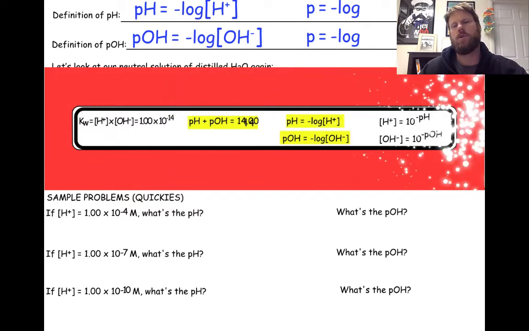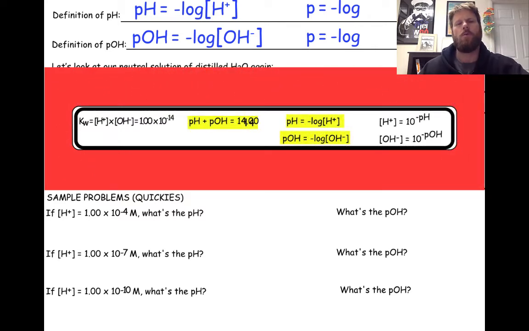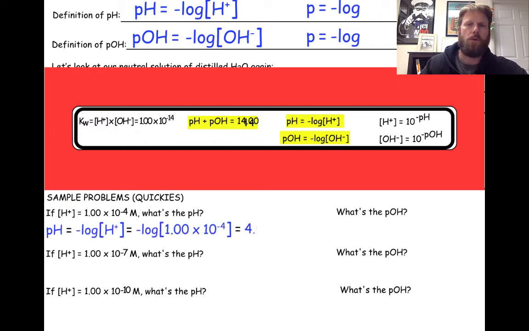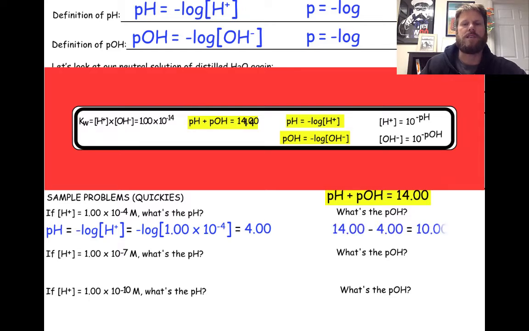Once again, these quickies only apply when you have concentrations of H plus or OH minus that are 1 times 10 to the negative something. So if you have an H plus concentration of 1 times 10 to the negative fourth, you can check this in your calculator, but that's simply a pH of 4. Okay, so if you know the pH, the pOH is very easy to find. You just take 14 minus the pH to get the pOH. So 14 minus 4 is 10.